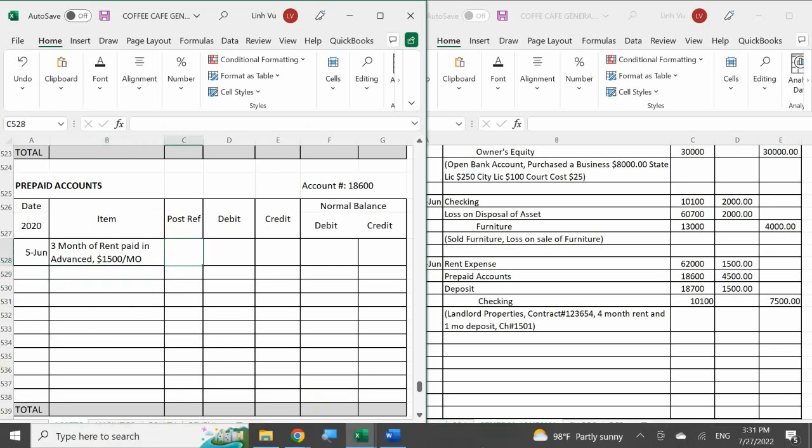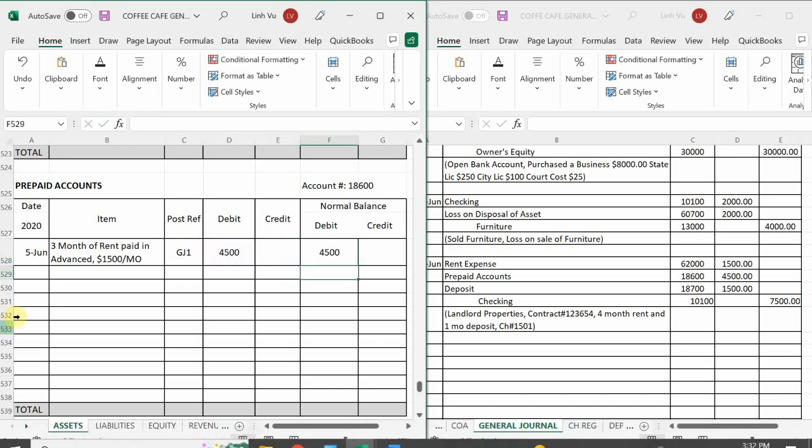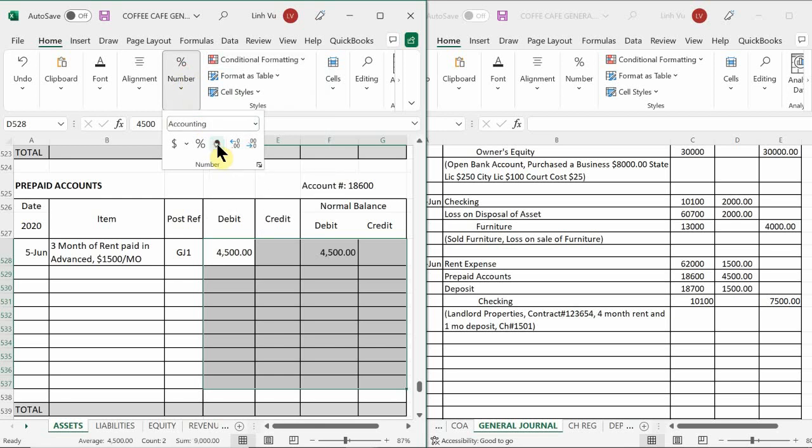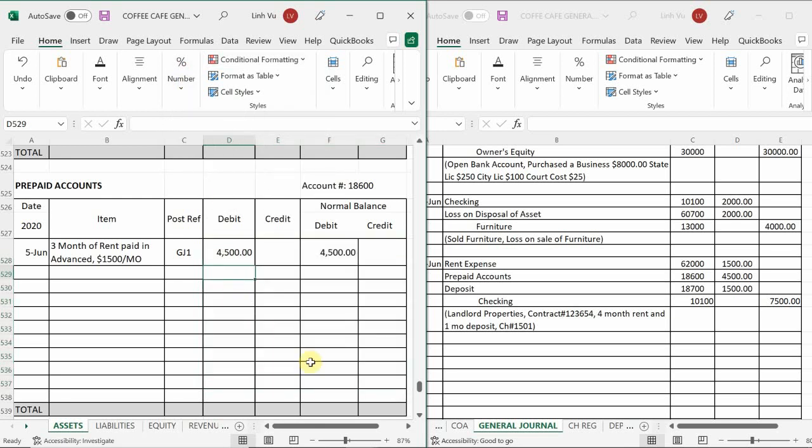What's your post reference? We're still on page 1. How much prepaid rent have I paid for? $4,500 worth, right? 3 months at $1,500 each is $4,500. So in this case, I'm just going to format it here. I'm not going to put the formula in just yet. Like I said, I'm going to do the formula as I go. So there's the first entry for my prepaid rent.